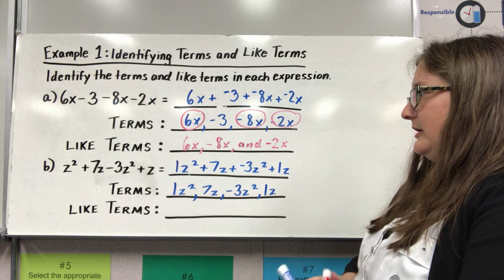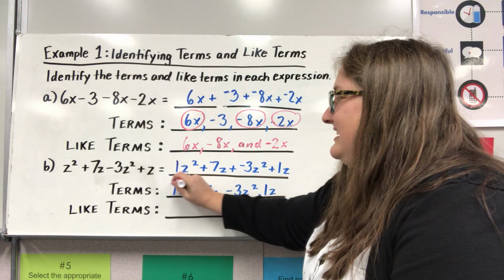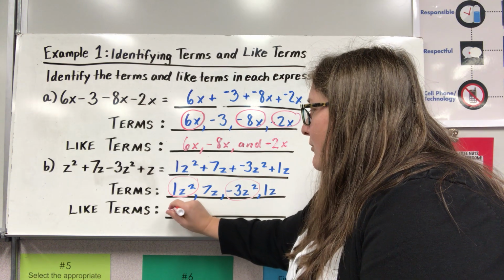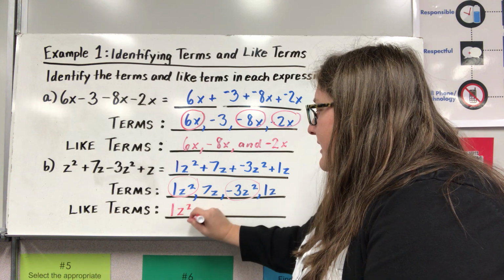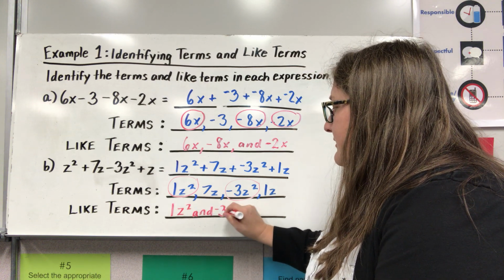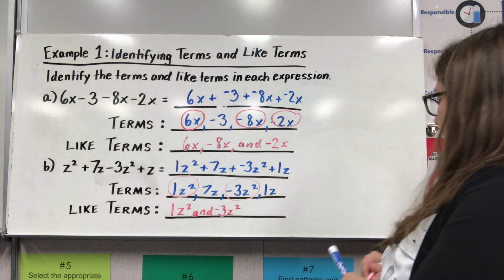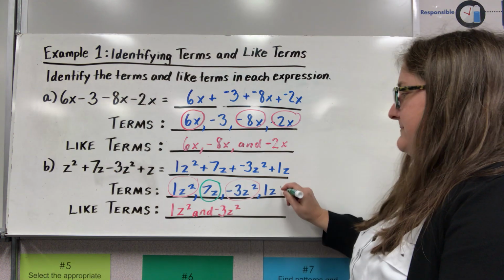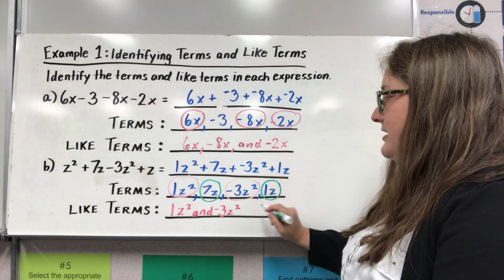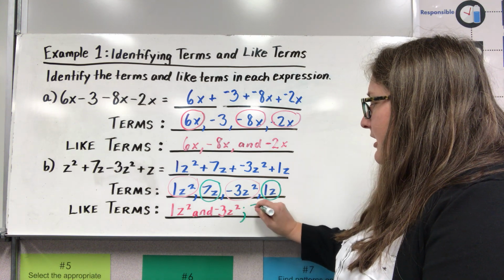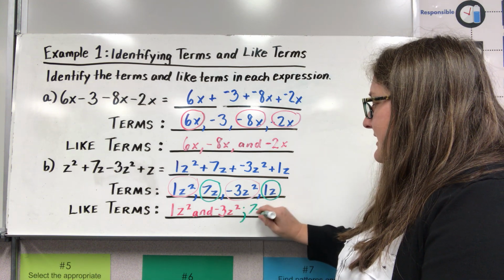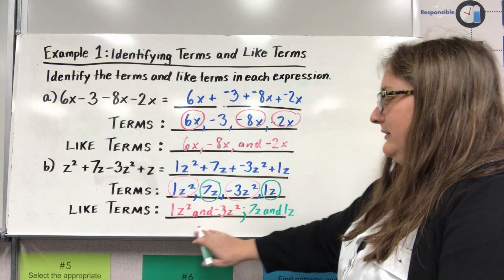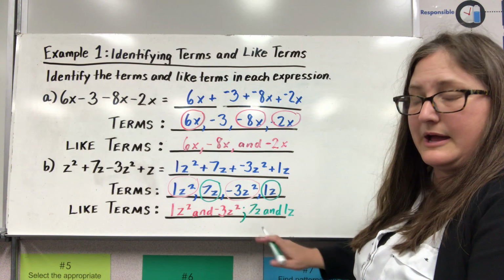So I see some like terms here. I've got the ones with the z squared, 1z squared and negative 3z squared. So 1z squared and negative 3z squared are a pair of like terms. But I also see some more like terms. I also have this guy with just a regular z and this guy with a regular z. So I've got another pair. I have also 7z and 1z as a pair of like terms. So while these two could be combined, these two could also be combined.